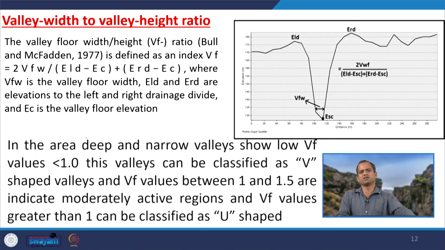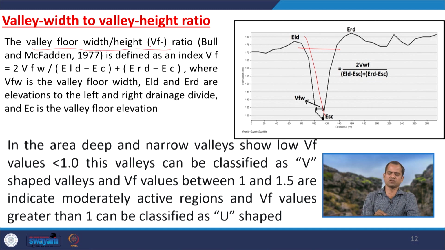Then another point is called valley width to valley height ratio. So, we have a valley here and its width to height ratio can be used as a parameter for neotectonic activities. For example, here this valley floor width to height ratio, that is called VF, is defined as the index, the formula is here, and this formula says VF equals 2 VFW divided by (ELD minus EC plus ERD minus EC), where these parameters are explained to show what exactly they mean.